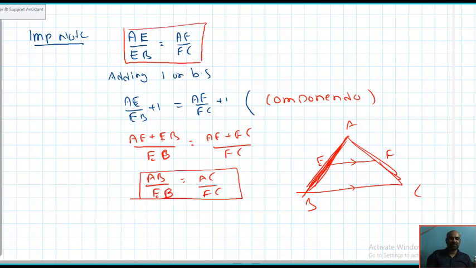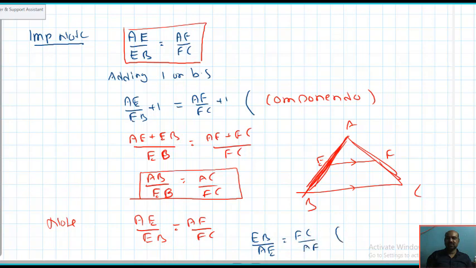Do one thing, another note. What you got, Nana, here? AE by EB equal to AF by FC. So reverse it, that is called invertendo. Invertendo means I will write here: EB by AE equal to FC by AF. This operation is called invertendo. Now for this invertendo, apply compoundendo, means add one on the other side.